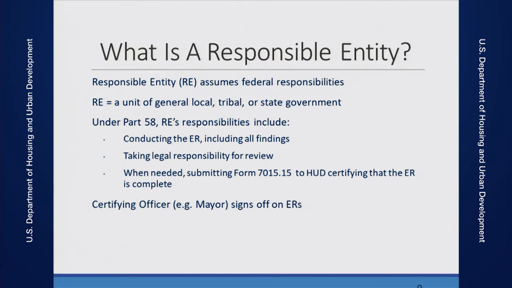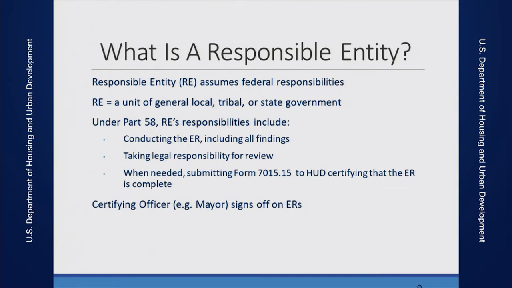Under Part 58, HUD takes a hands-off approach to the environmental review process. The RE takes full responsibility for conducting the environmental review and ensuring that all projects processed under Part 58 comply with all applicable environmental laws and authorities. The responsible entity's certifying officer, who is usually the mayor or chief elected official, unless it's delegated down through a formal delegation letter, is the party who's legally responsible for the review. HUD is involved in the process just at two phases.